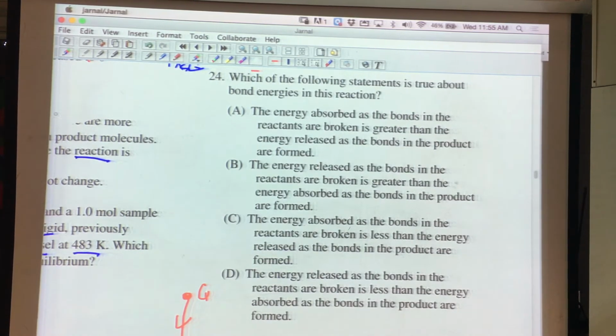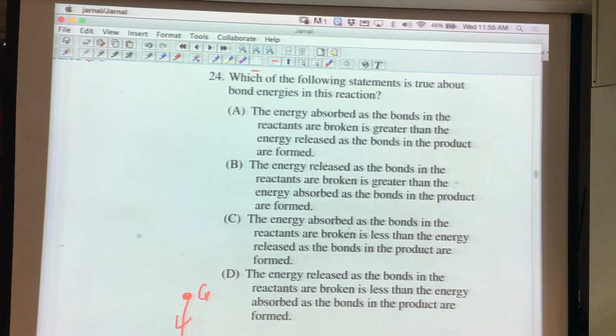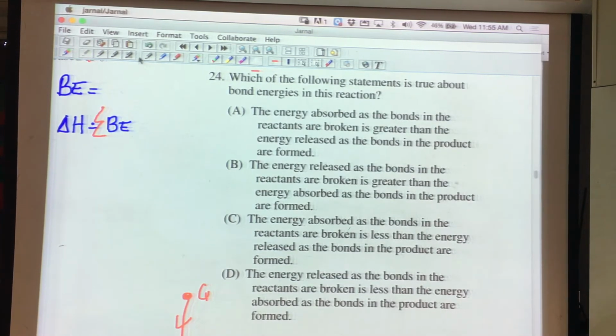Now let's think about this for a second, because everything that we do in thermodynamics is products minus reactants. And it's on your reference table, the products minus reactants. But when it comes to bond energies, they do not have it there. And you have to remember that bond energies are related to delta H enthalpy this way. Enthalpy is equal to the summation of the bond energies of the reactants minus the summation of the bond energies of the products.